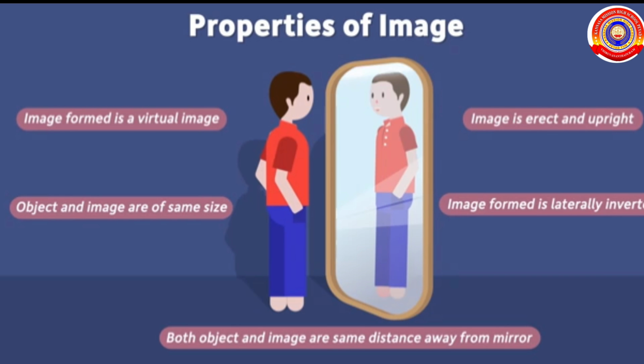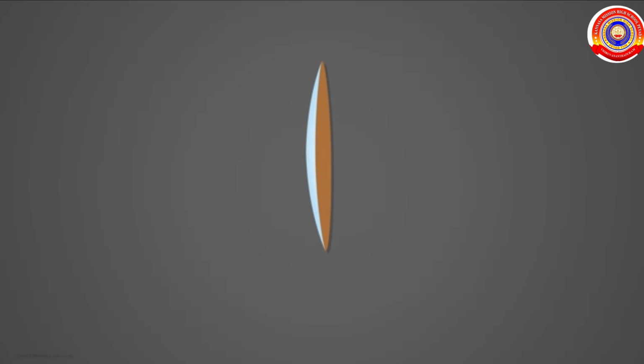A plane mirror is a mirror whose reflecting surface is flat. What about this mirror? Is this also a plane mirror? This is a mirror as it has a smooth reflecting surface. But it is not a plane mirror as its reflecting surface is not flat. The reflecting surface is curved, so it is a curved mirror.